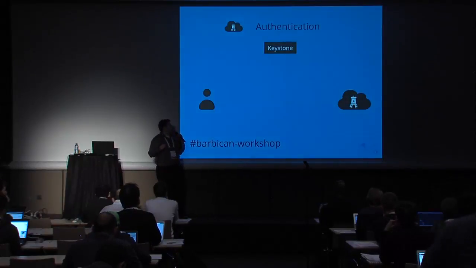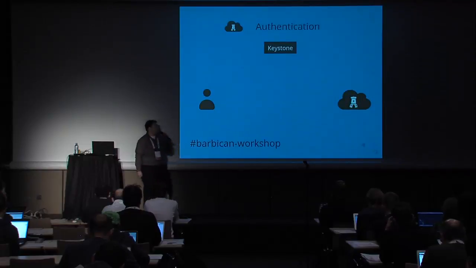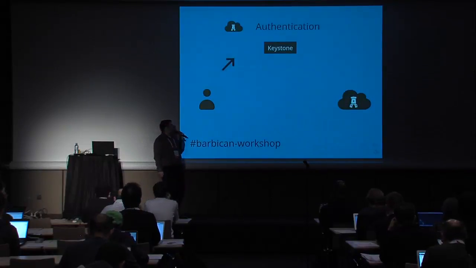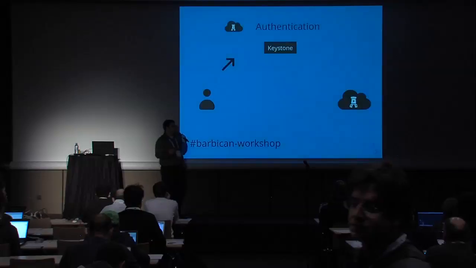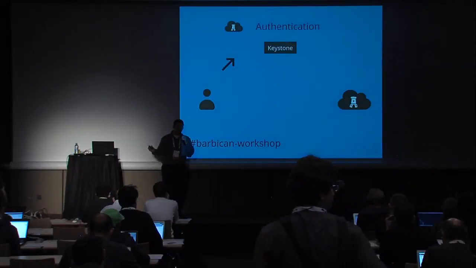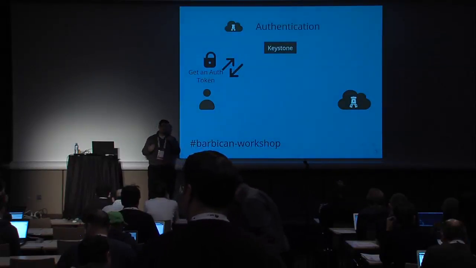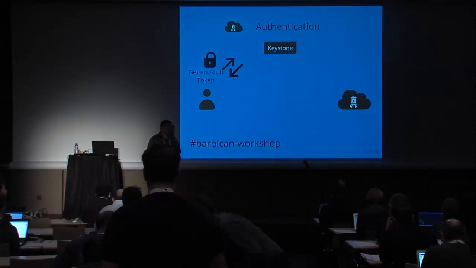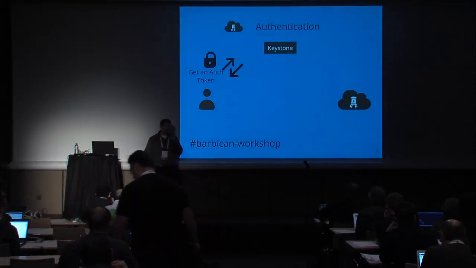So the basic authentication step of how we get a token is you have our user here, the little guy in the left-hand corner, and he makes a call out to Keystone and says, I have these credentials. I want a token. If the credentials are correct, then Keystone returns our authentication token, which we can then use for all of our calls to Barbican.